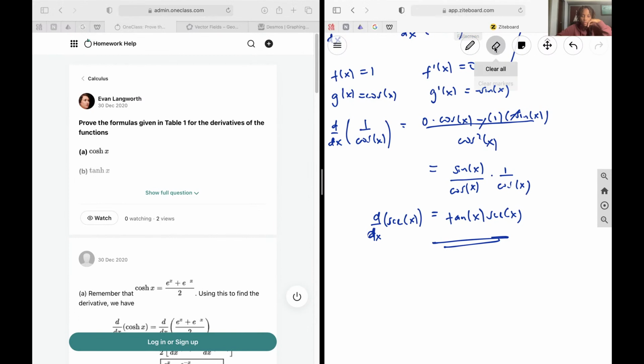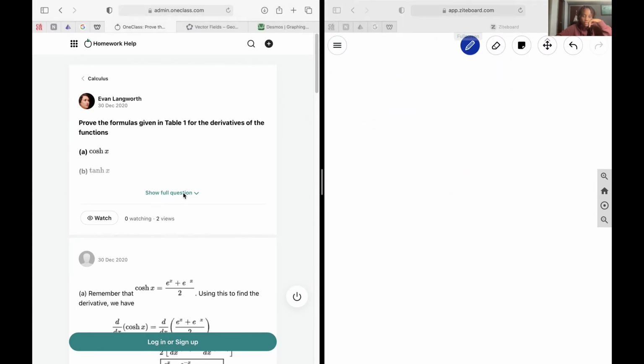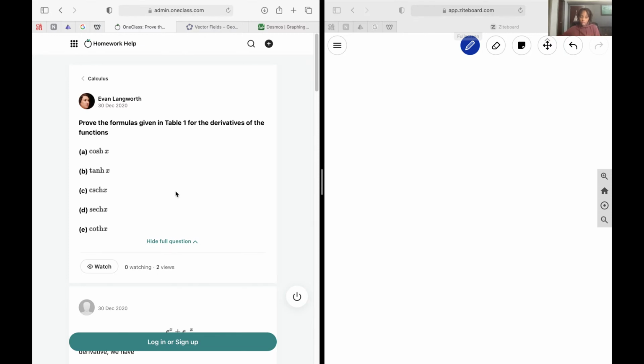Okay, next up, we want to prove the formulas given for the derivatives of the hyperbolic functions. So let's just run through all of them. And for all of them, I'll be using a couple of rules. First off is that the derivative of f of x plus g of x is equal to the derivative of f plus the derivative of g. So it's the same thing as if I took the derivatives independently.